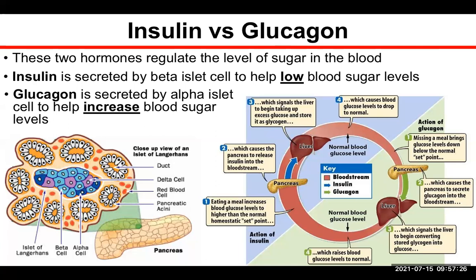Once the body tells the pancreas there's a high amount of sugar in the blood, it's going to tell the beta cells to produce insulin so it can reduce that level within the blood. Now, again, if you're fasting and your blood sugar levels fall beyond the normal set point, it's going to tell the alpha cells to start secreting glucagon. This is going to tell the liver to break down some of the glycogen that you have in storage, and start releasing some of that back into the blood so it's back to normal levels.